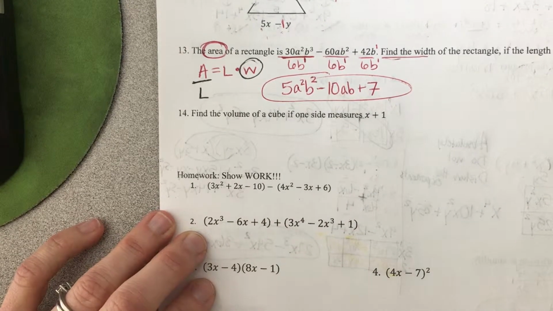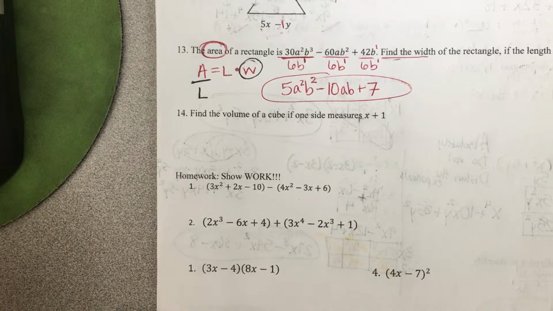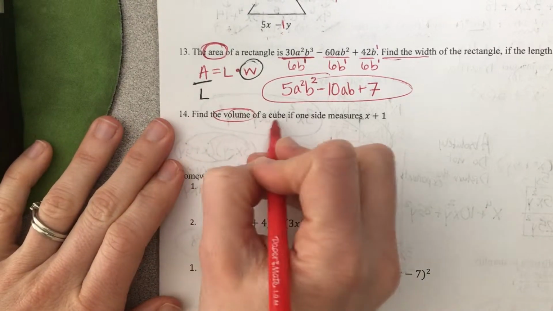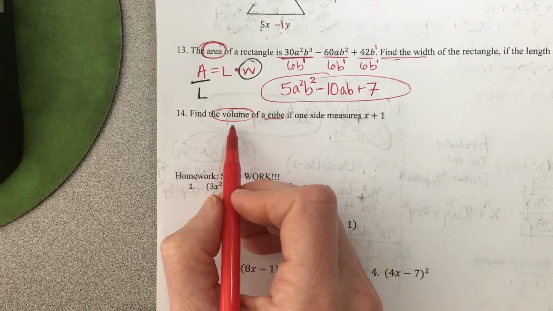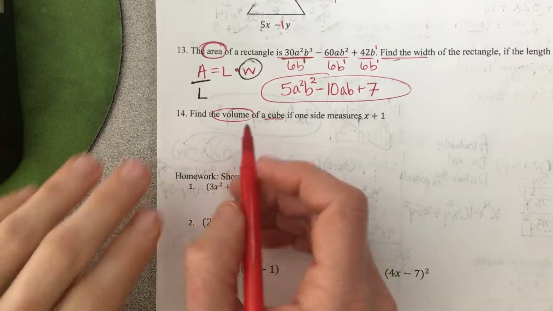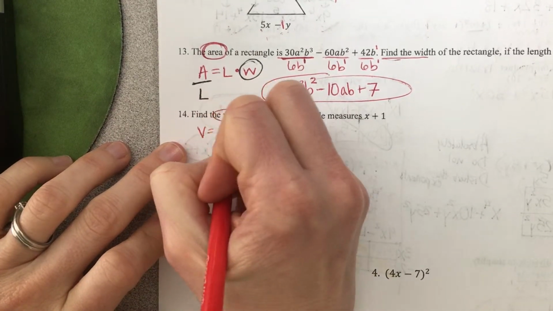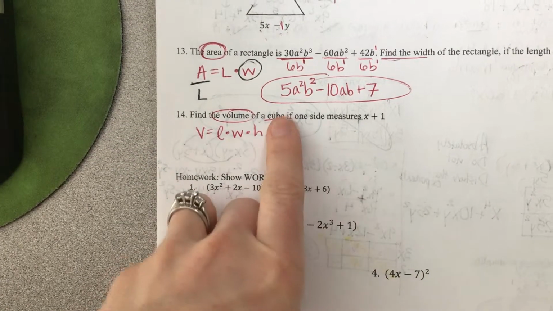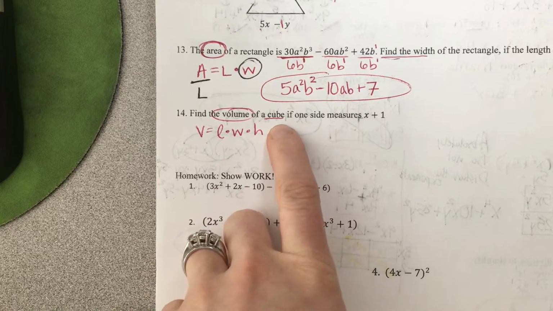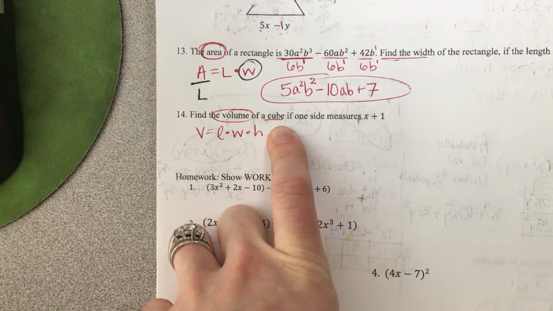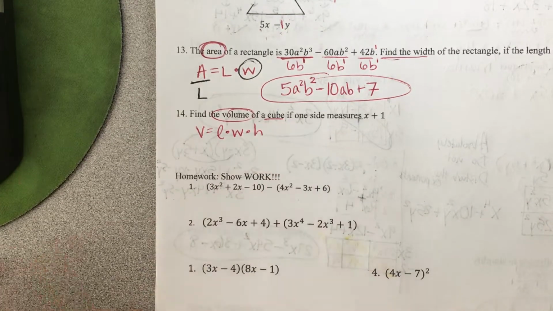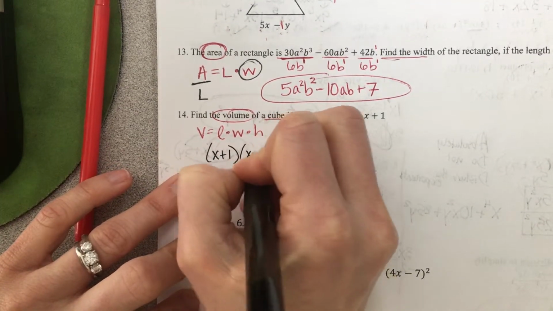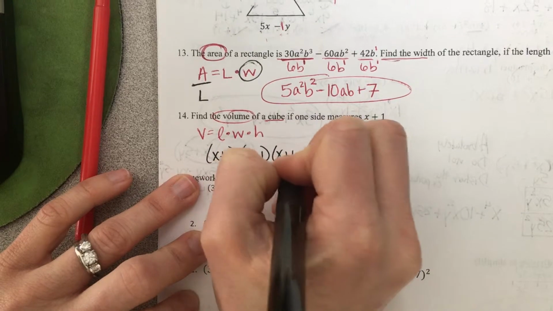Last one, 14. Find the volume of a cube if one side measures x plus 1. What's the key word on this? Volume and cube. Good. Anybody remember how to find volume? Good. So volume is length times width times height. And what's special about a cube? They're all the same. So a cube's like a dice, right? So this is going to be x plus 1 times x plus 1 times x plus 1.